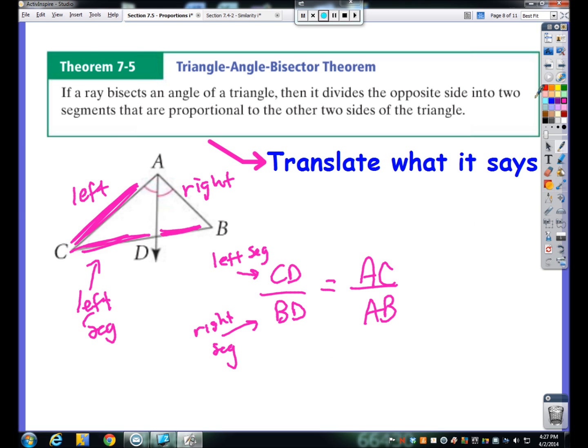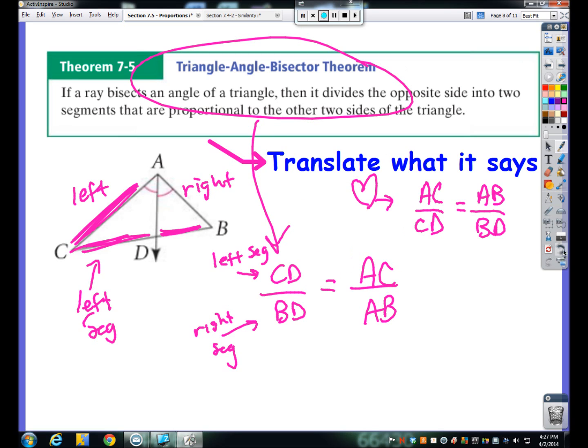Now, is this any different than what I just showed you earlier? Well, let me redo the Heart Theorem here. The Heart Theorem I said was AC over CD is equal to AB over BD. Then this is technically what the Triangle Angle-Bisector Theorem is setting you up to do. Are these two different things? No, they're really the same thing. And how do I know that?